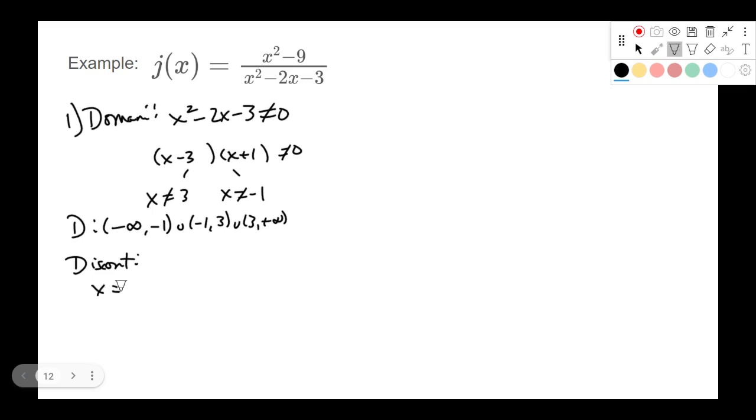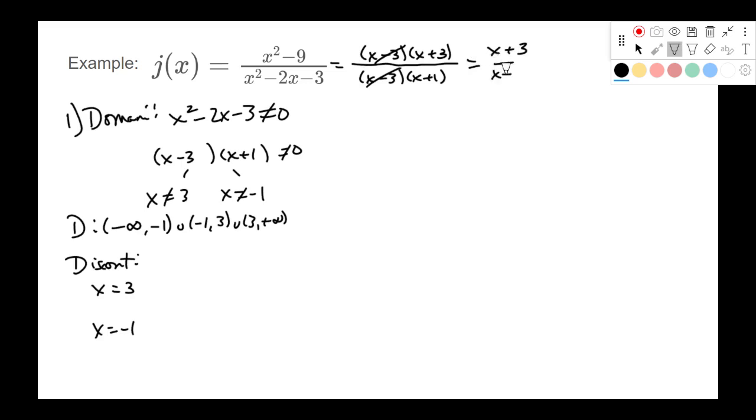Now, I need to classify these discontinuities. I have x equals 3 as a discontinuity and x equals negative 1 as a discontinuity. But before I do that, I need to come back up here and try to factor the numerator. I already factored the denominator when I found the domain. I've got to factor the numerator and try to cancel something out. Maybe I can, maybe I can't. So the top is the difference of two squares. It becomes x minus 3 times x plus 3. And now I can cancel out that x minus 3 term. So I'm left with x plus 3 over x plus 1.